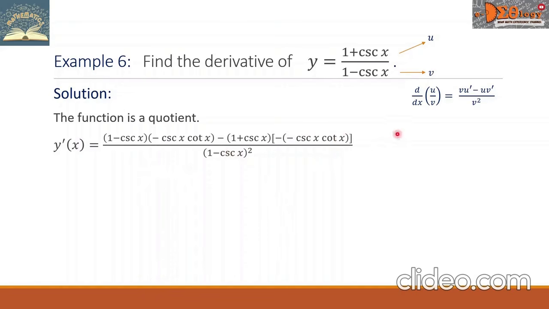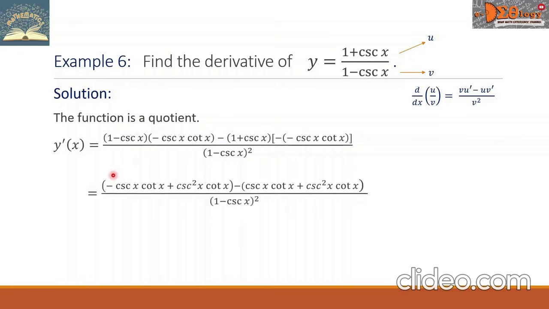Let us now simplify the numerator. This negative cosecant x cotangent x, we multiply to 1 also to the negative cosecant x. So that will be negative cosecant x cotangent x plus cosecant square x cotangent x, minus. Look at the second group here. There is negative of negative. So this value here is positive multiplied by 1 and also to the cosecant x. So we will get cosecant x cotangent x plus cosecant square x cotangent x.